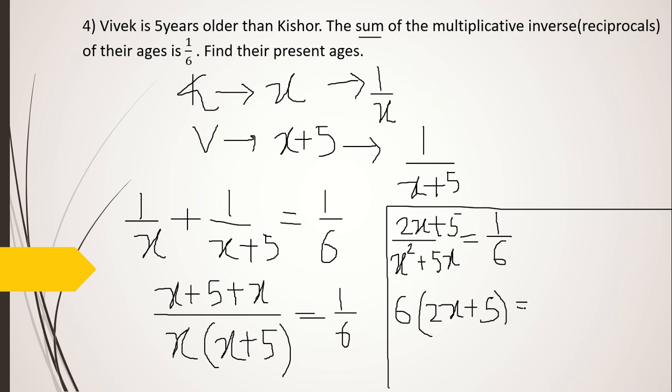is equal to, bring this x square plus 5x that side, x square plus 5x. Multiply this 6 inside the bracket now, 6 2s are 12, 12x plus 6 5s are 30 is equal to x square plus 5x.